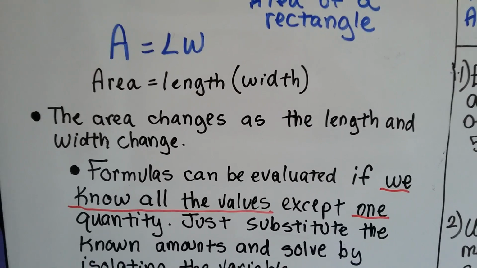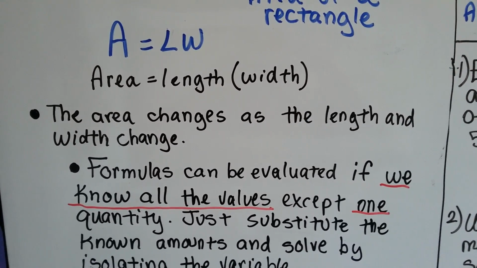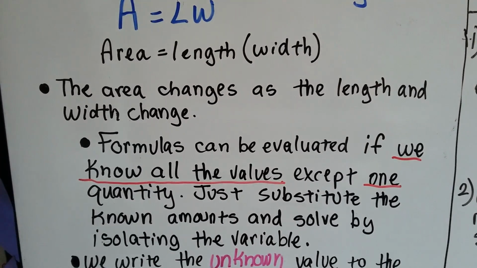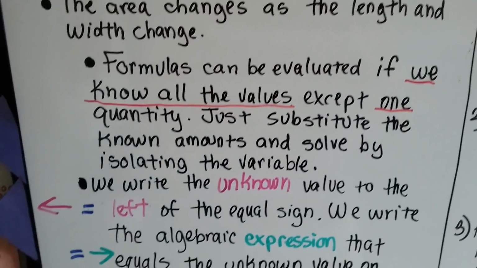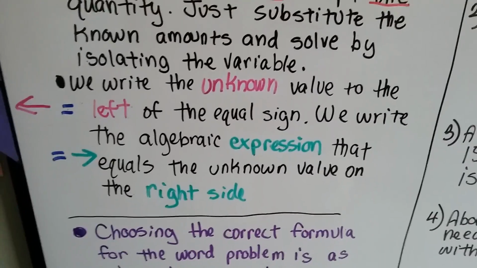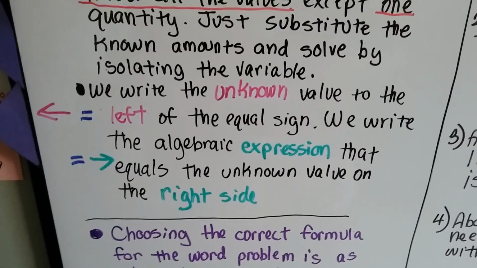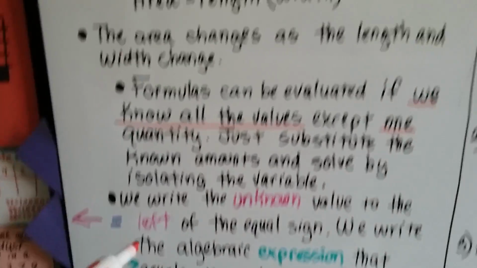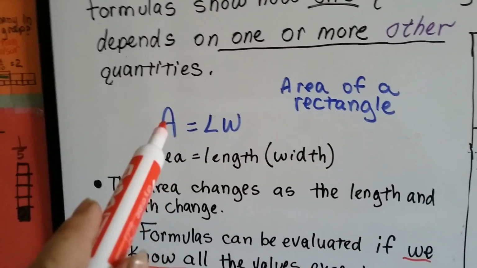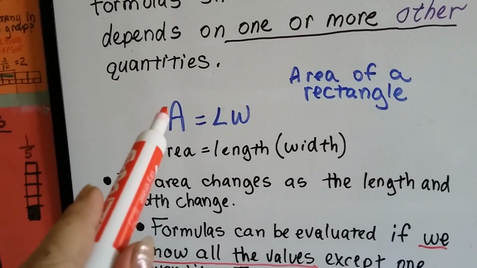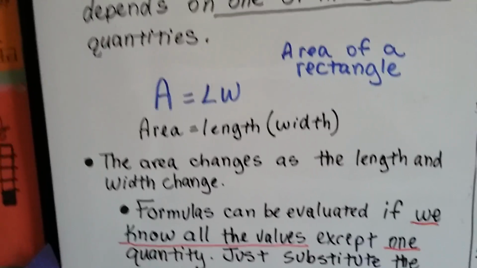Formulas can be evaluated if we know all the values except one quantity. Just substitute the known amounts and solve by isolating the variable. We write the unknown value to the left of the equal sign, and we write the algebraic expression that equals the unknown value to the right of the equal sign. See? Just like here, we're trying to solve for a. If we know the length and width, then this is by itself on the left side of the equal sign.